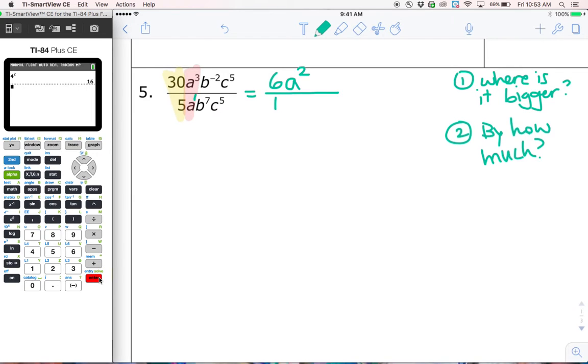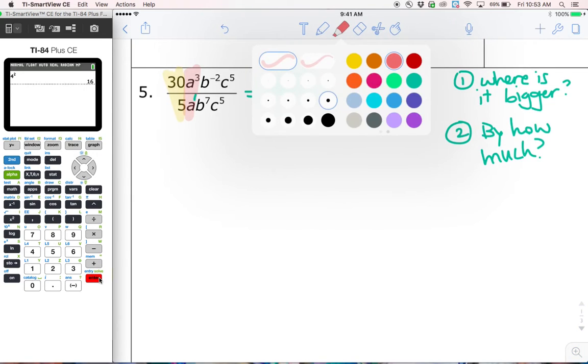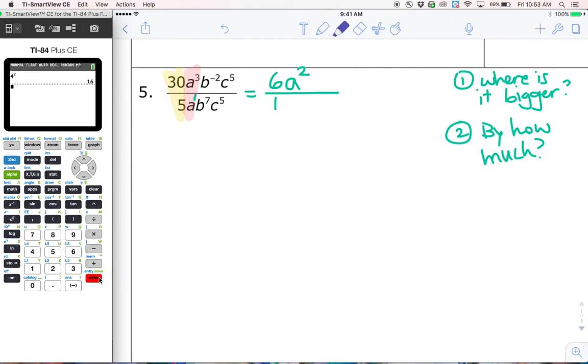All right, now we're looking at our b's. Which is bigger, 7 or -2? Well, we know 7 is bigger than -2, so b goes on the bottom. How much bigger is 7 than -2? Well, 7 is positive and the 2 is negative, which means that I'm actually 9 bigger, right? 7 is 9 bigger than -2.